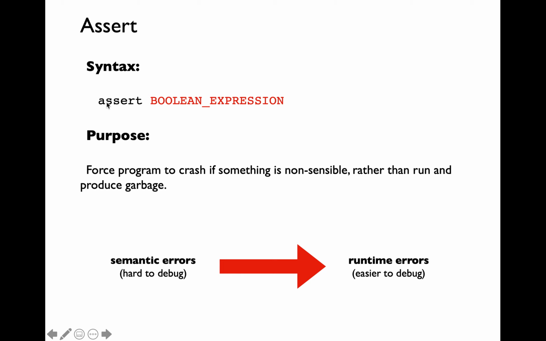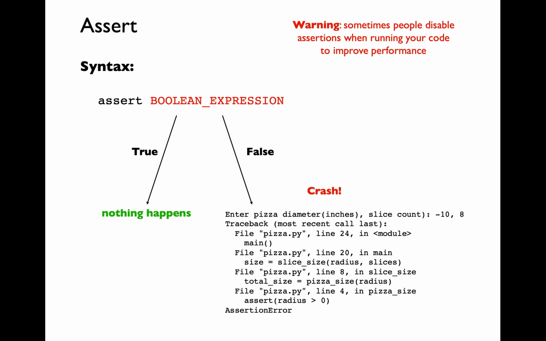The syntax for the assert statement is the keyword assert, following which you'll have a Boolean expression. The assertion statements force your program to crash if something doesn't make any sense. The Boolean expression that follows the assert statement can be any Boolean expression that you use with an if condition in Python. Whenever your assert Boolean expression evaluates to true, pretty much nothing will happen and your program will keep running on its merry way. When it evaluates to false, on the other hand, your program is going to crash with an assertion error.